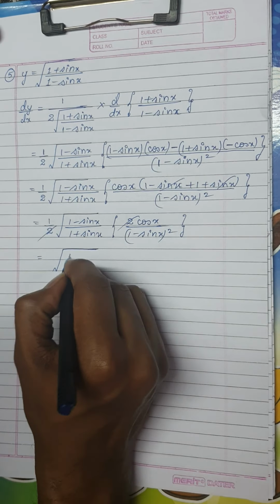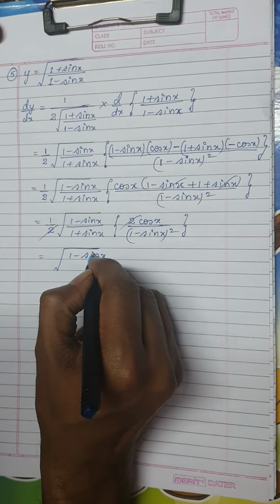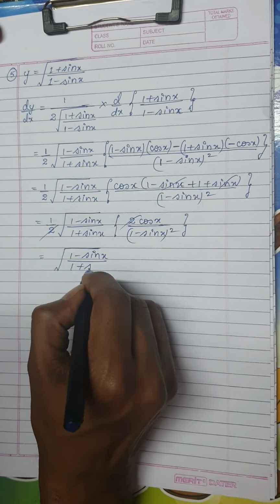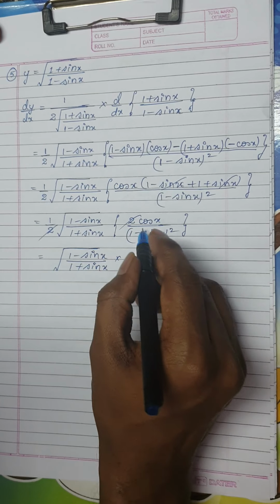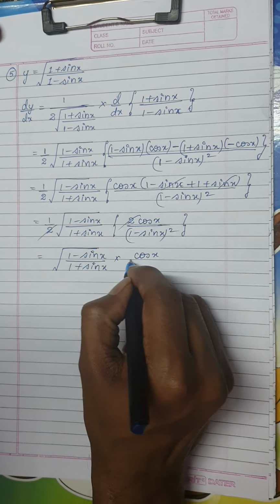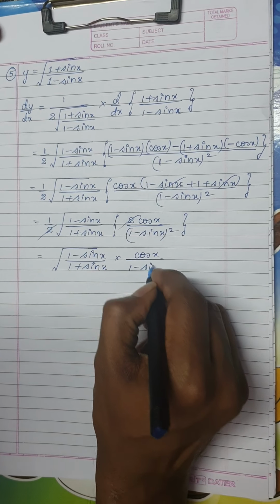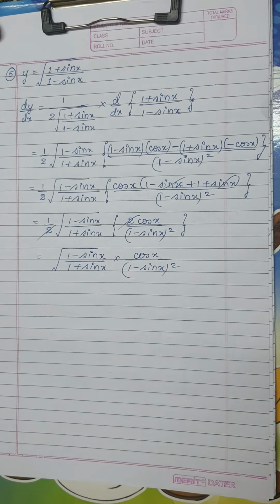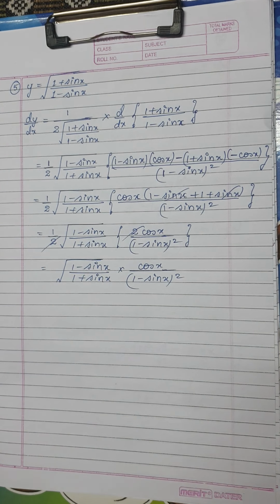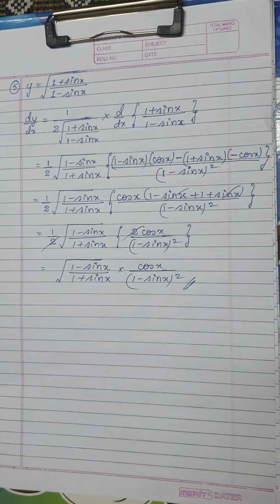So it's root of (1 minus sin x) divided by (1 plus sin x) into the leftover term, that is cos x divided by (1 minus sin x) whole square. This is the required solution.